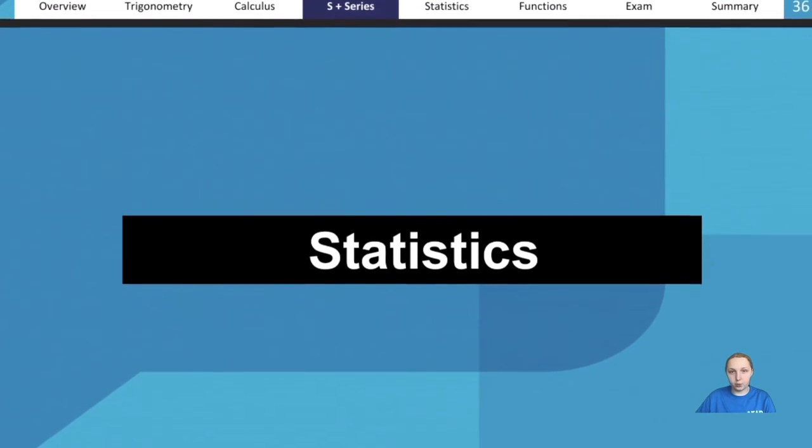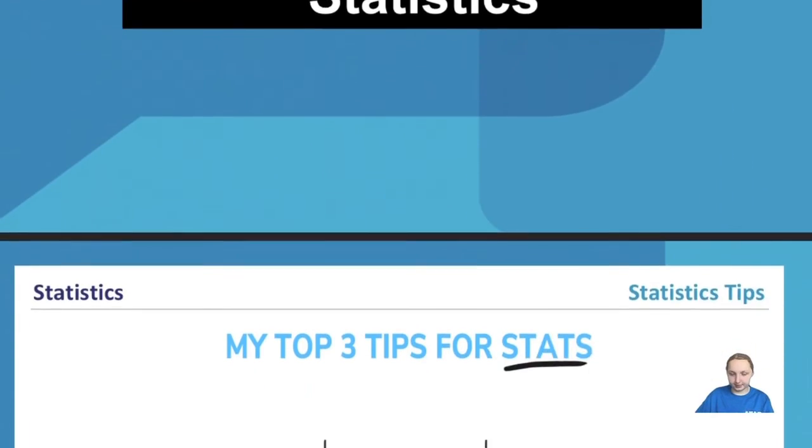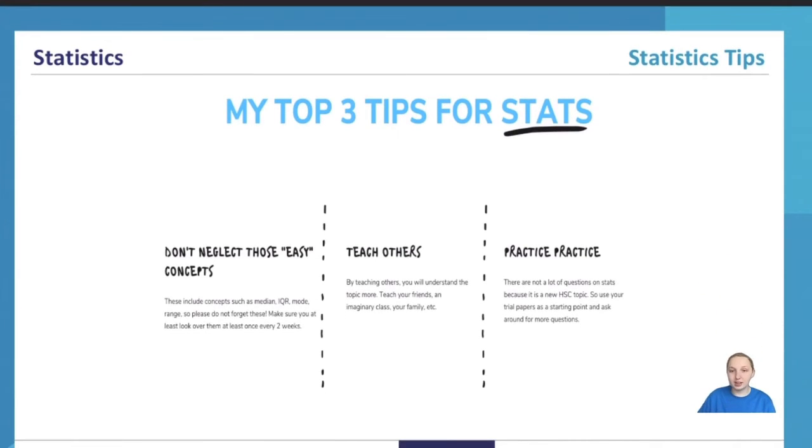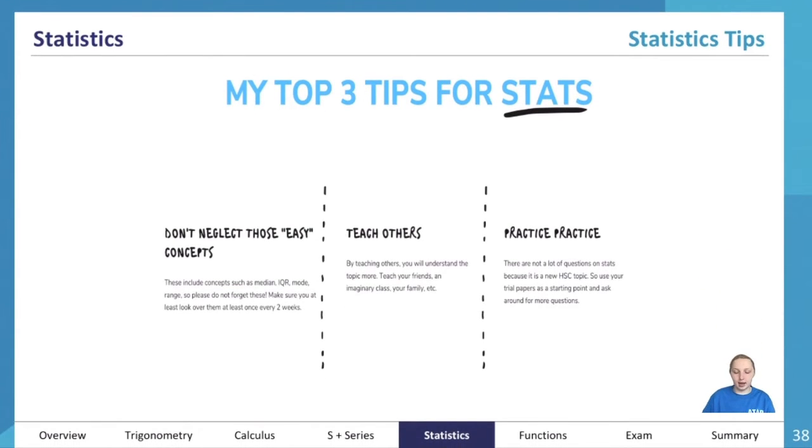Okay, so moving on to stats. Again, looking at some tips for statistics. This first bit: don't neglect easy concepts. A lot of people forget that they can still ask you about the median, the interquartile range, the mode, they can ask you about pretty much whatever they please in your HSC questions, okay? So remember that they can still ask you about that.